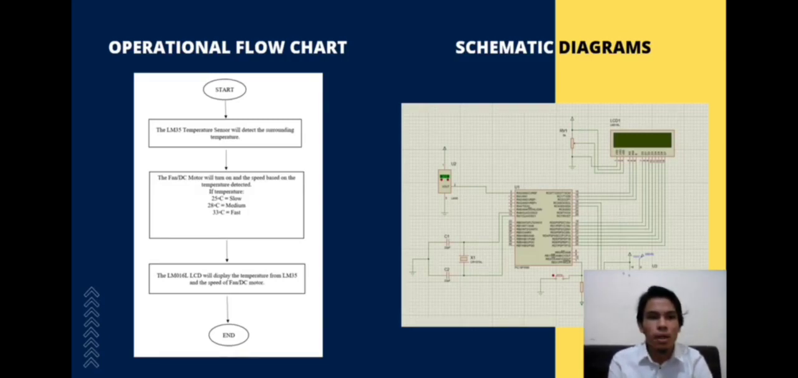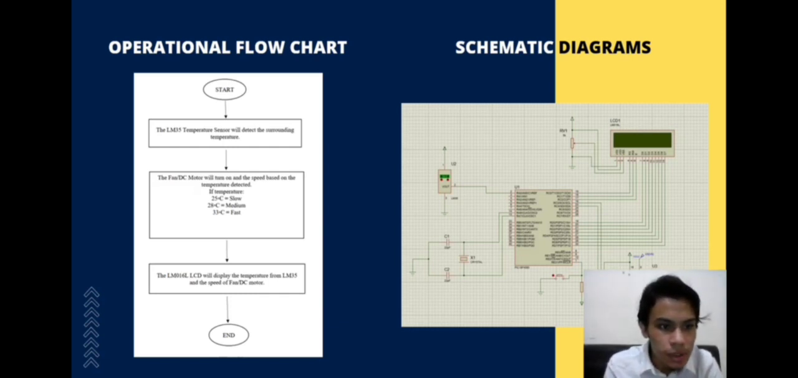So this is our operational flowchart. We have a start button, and then the LM35 temperature sensor will detect the surrounding temperature. Next, the fan DC motor will turn on, and the speed is based on the temperature detected. So we have three stages here.